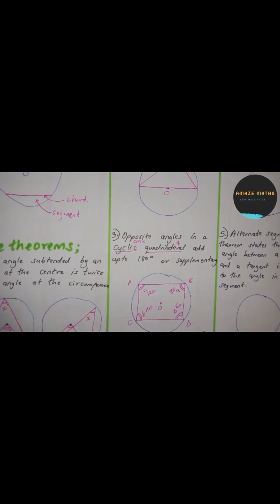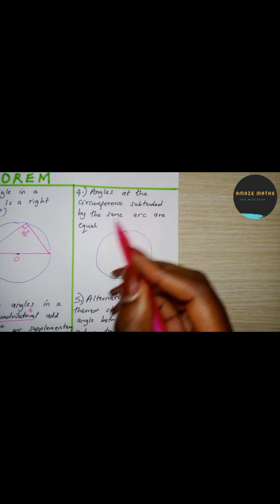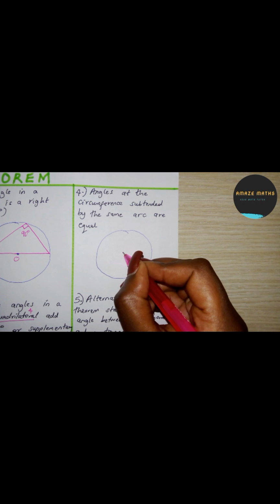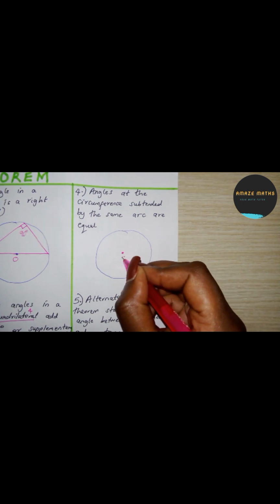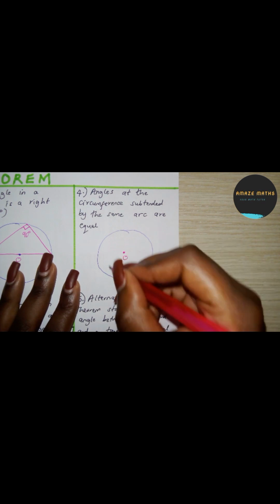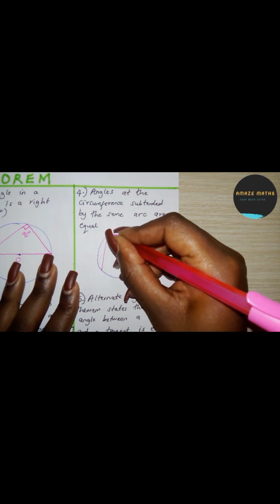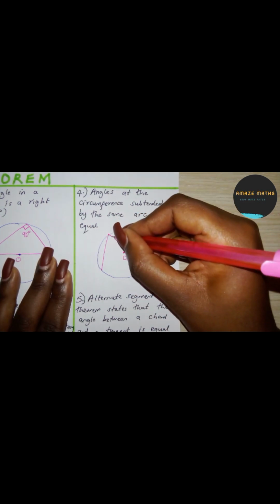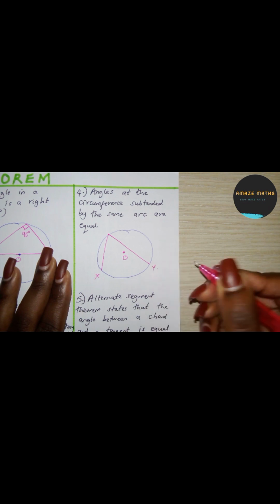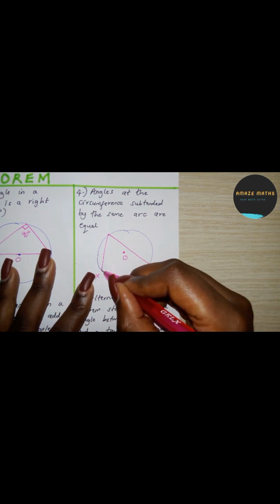Now let's go to the fourth one. Theorem number 4: angles at the circumference subtended by the same arc are equal. So that's the center of the circle. And let's say we have this arc. So we have this angle. We have this arc XY, and on the same arc we have a different angle.